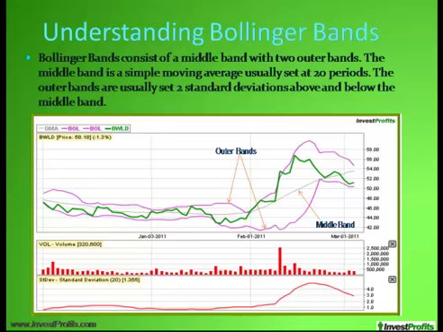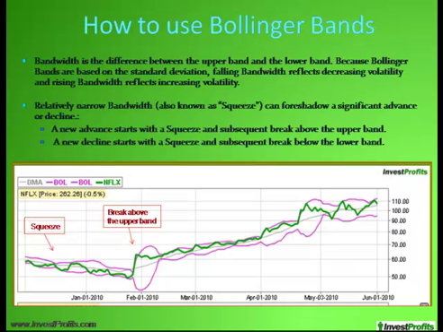How to use Bollinger Bands. To better understand Bollinger Bands, first, it is important to understand that the bandwidth is the difference between the upper band and the lower band. Because Bollinger Bands are based on the standard deviation, falling bandwidth reflects decreasing volatility, while rising bandwidth is indicative of increasing volatility.